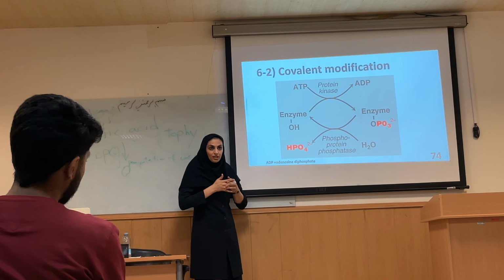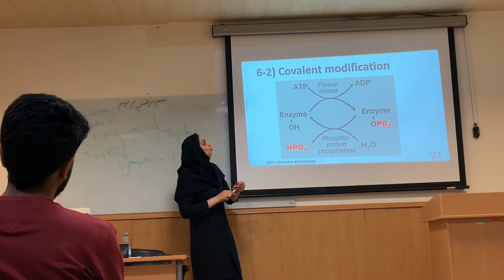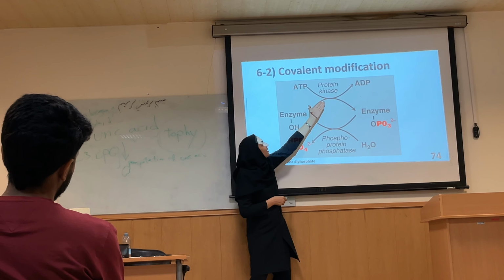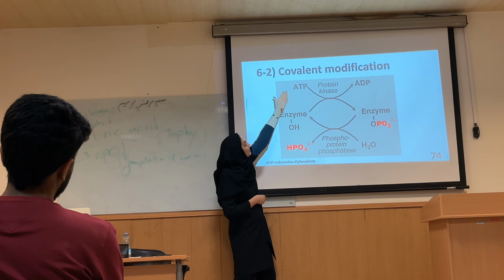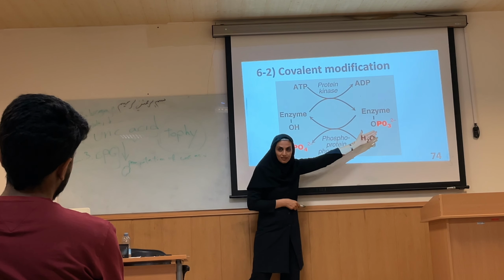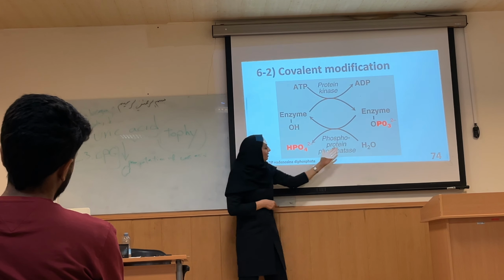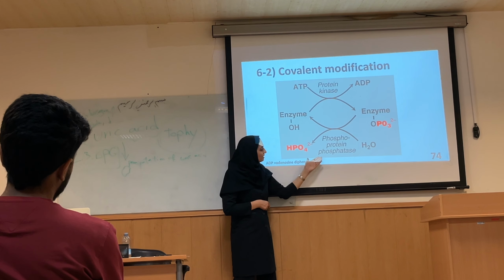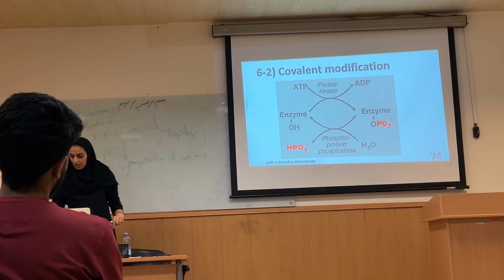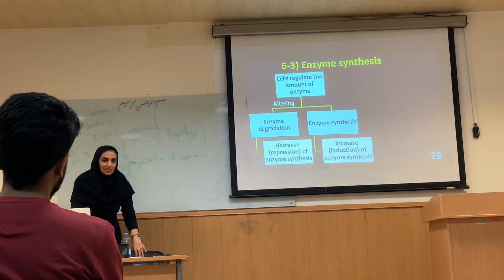Serine and threonine. You can see here that a protein under the name protein kinase, an enzyme, uses ATP to phosphorylate enzyme. And on the other hand, another protein under the name phosphoprotein phosphatase dissociates the phosphate and produces hydroxy enzymes.